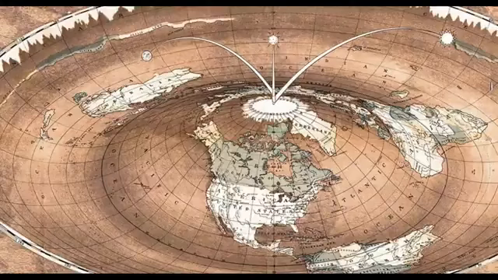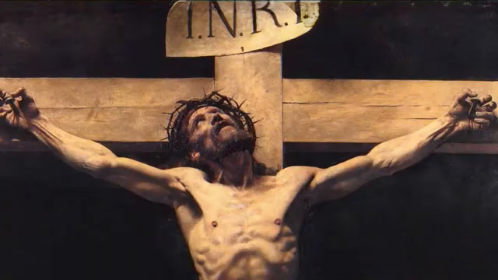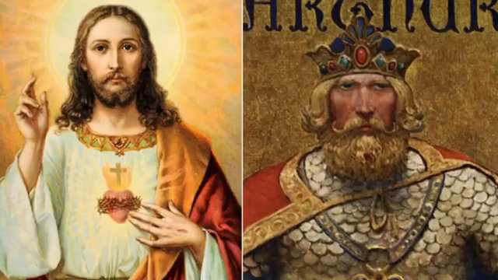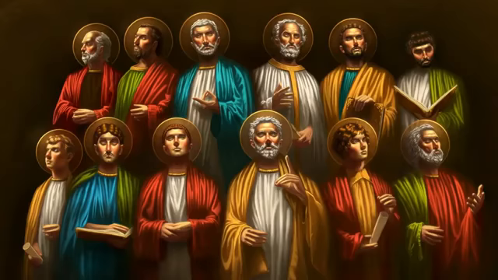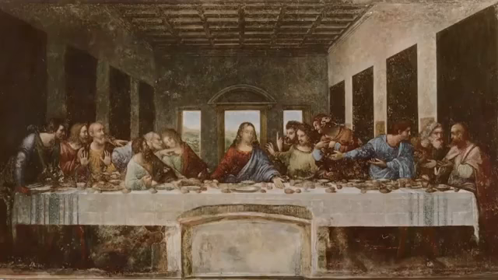33 is also the age Jesus was when crucified. Many scholars have drawn links between Jesus and King Arthur. Jesus had 12 disciples. Da Vinci's The Last Supper.